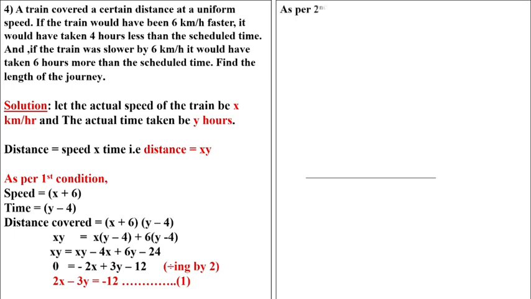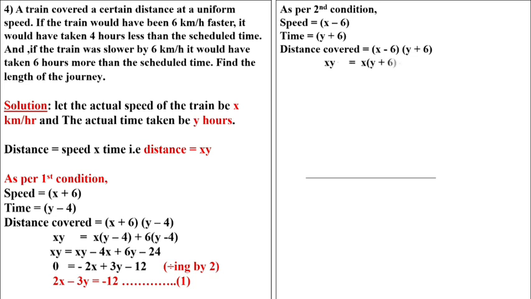Now the second condition is given. If the train was slower, it means the speed will be x minus 6 and the time taken is 6 hours more, means y plus 6. Same way, distance covered equal to x minus 6 times y plus 6. Distance covered is xy.